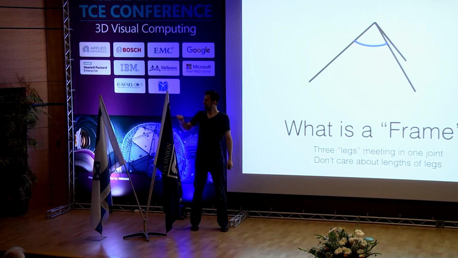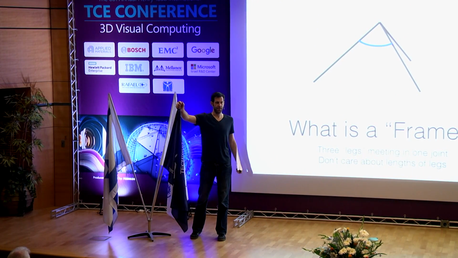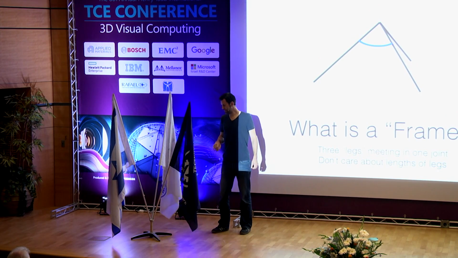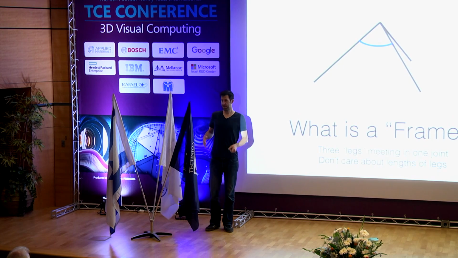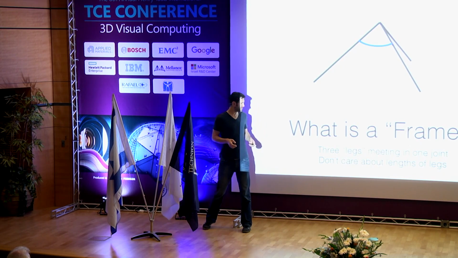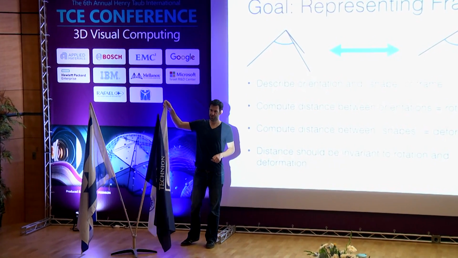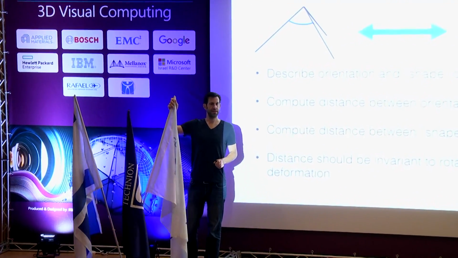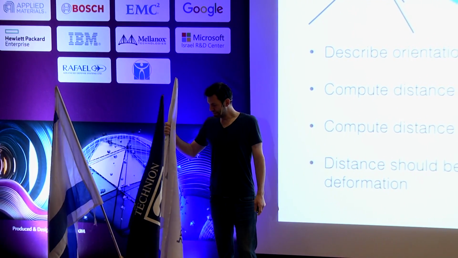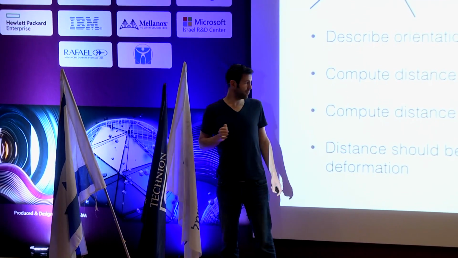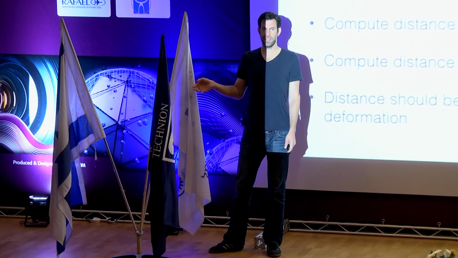And the point is, I don't care about the length of these sticks. What I do care about is that these three sticks come together in one point. And what I want to characterize is two things. Number one, I want to characterize the orientation of these three sticks. And it's well known how to do that. We will just rediscover that. And more importantly, I want to characterize this part down here, and I call this the shape.